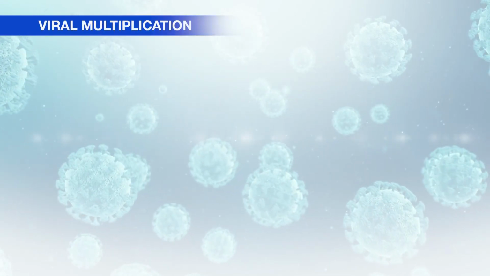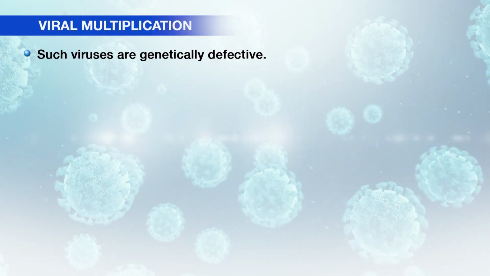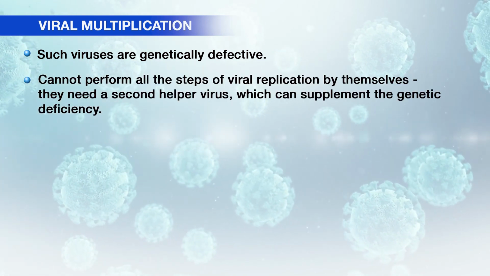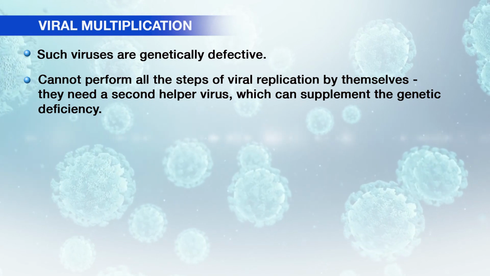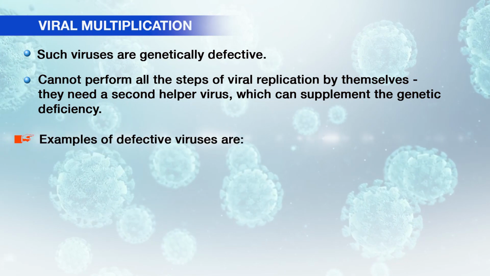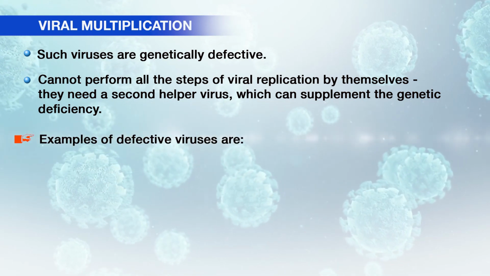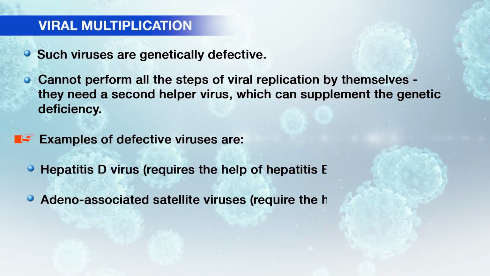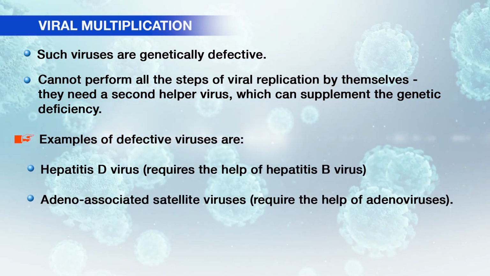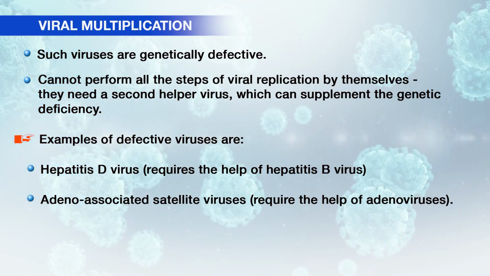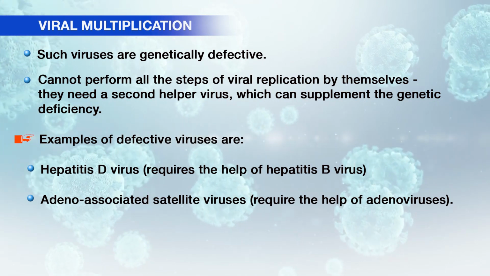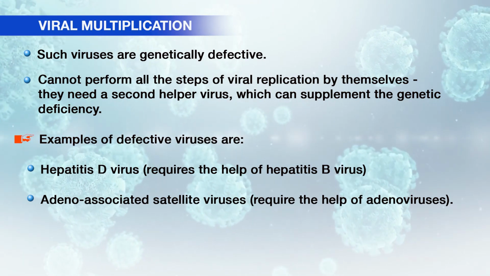Now we come to viral multiplication. Usually these are genetically defective viruses, so they cannot perform all the steps by themselves. They need the help of the host machinery to supplement this. Examples of these defective viruses are hepatitis D virus and adeno-associated satellite virus. Adeno-associated satellite viruses require the help of adenoviruses, whereas hepatitis D virus requires the help of hepatitis B virus.